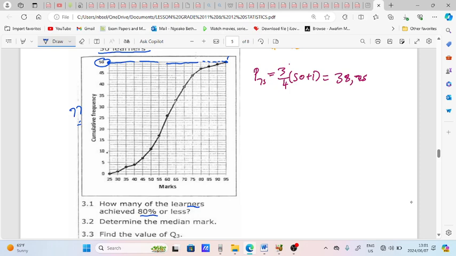Or X. When I want X now, for which learners achieved 80% or less. Can you see that? Now, okay, X. We want marks. 80% again, marks. Or max. You get that? Because about how many learners, how many, y.